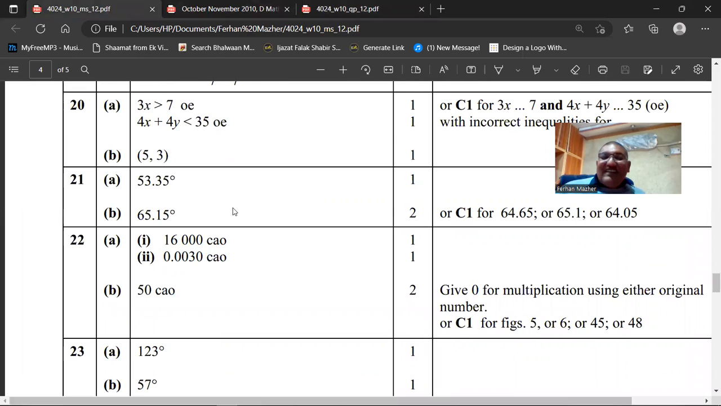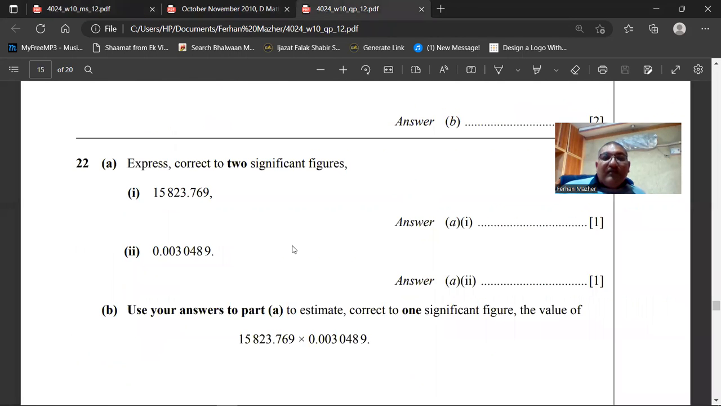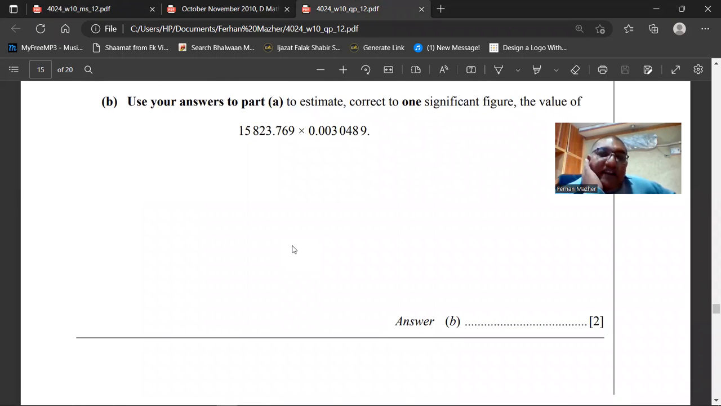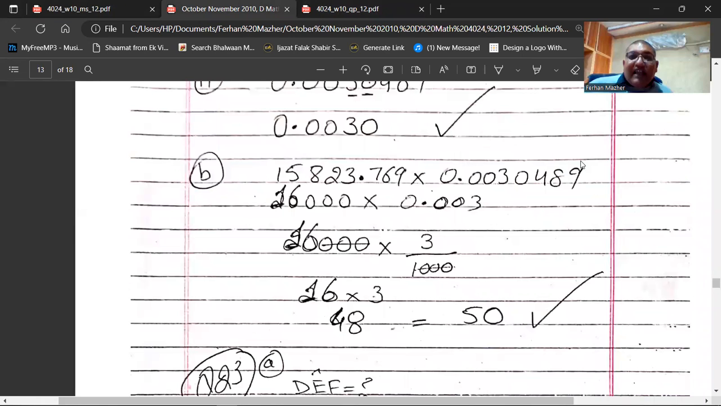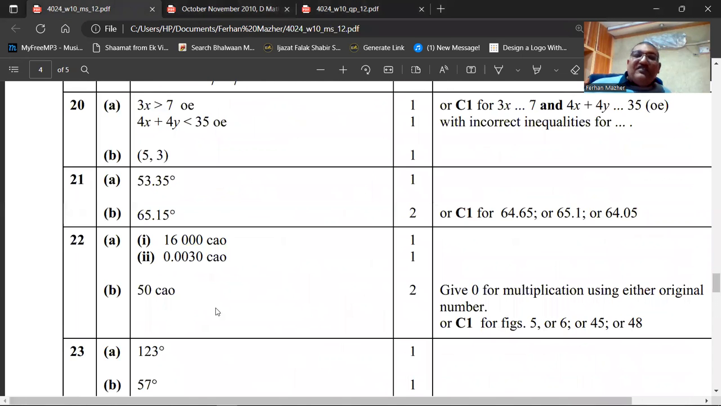A little tricky. Now he says use your answer to part A to estimate, correct to one significant figure, the value of 15,823.769 multiplied by 0.00304. This can be written as 16,000 multiplied by 0.003, which is 3 by 1,000. These zeros and these zeros cancel. So 16 multiplied by 3 gives you 48. In one significant figure, 48 will be 50. So your answer is 50.